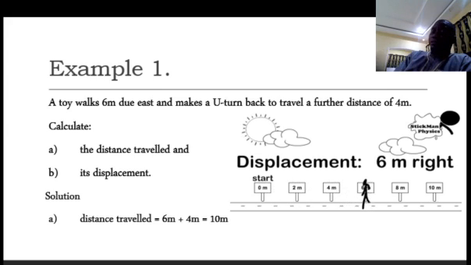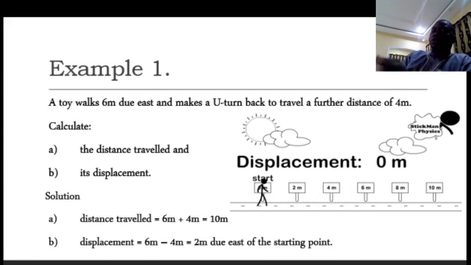That's distance. In this case, to calculate displacement, displacement is one journey minus the other journey. That's the first journey, which is 6 meter, minus second journey, which is 4 meter, and that will give you 2 meter due east of the starting point. You can see that there's a difference between these two values.